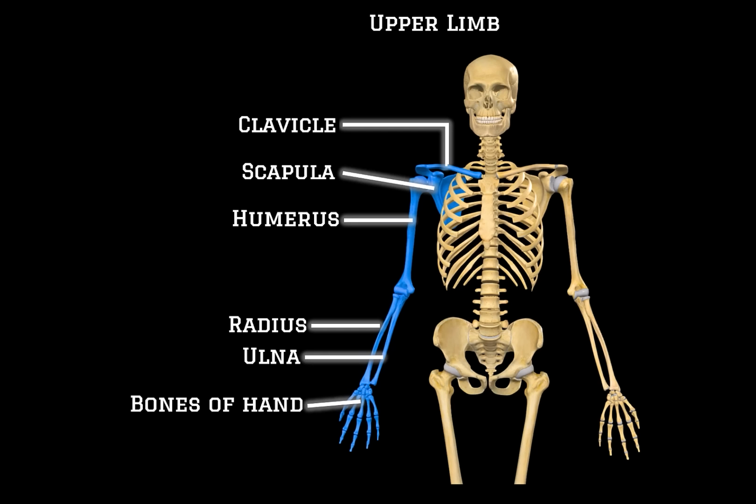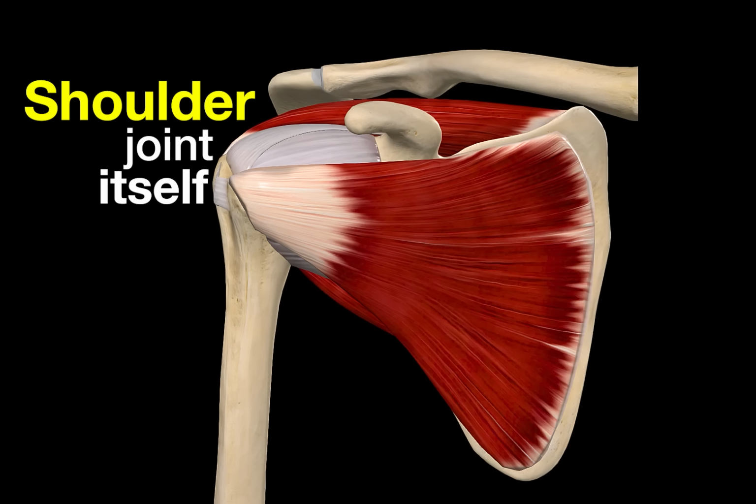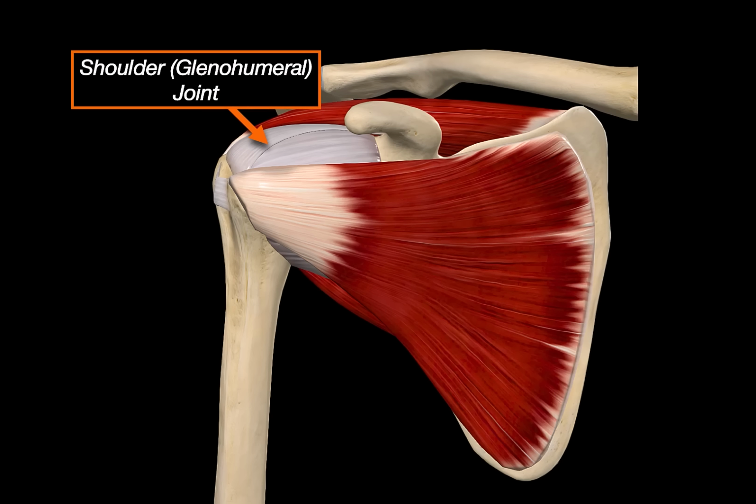In the next video, we will focus on this area shown in red, which is the shoulder joint itself, and talk specifically about the glenohumeral joint and in more depth about what the rotator cuff actually is and how they provide stability to the shoulder. Click the next video and I'll see you there.